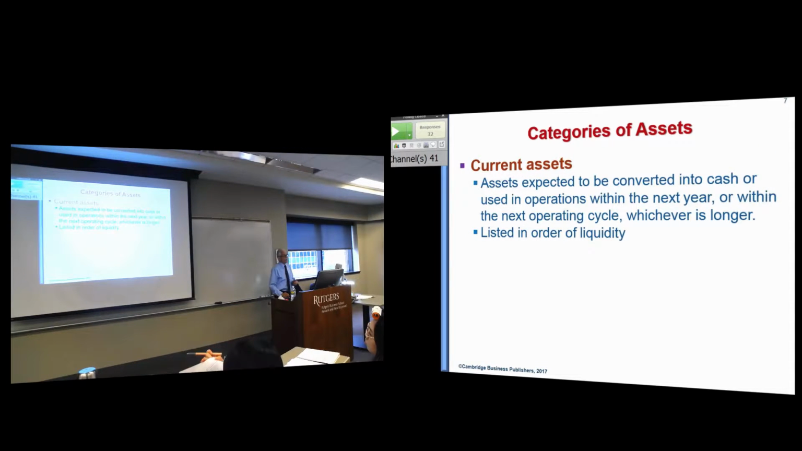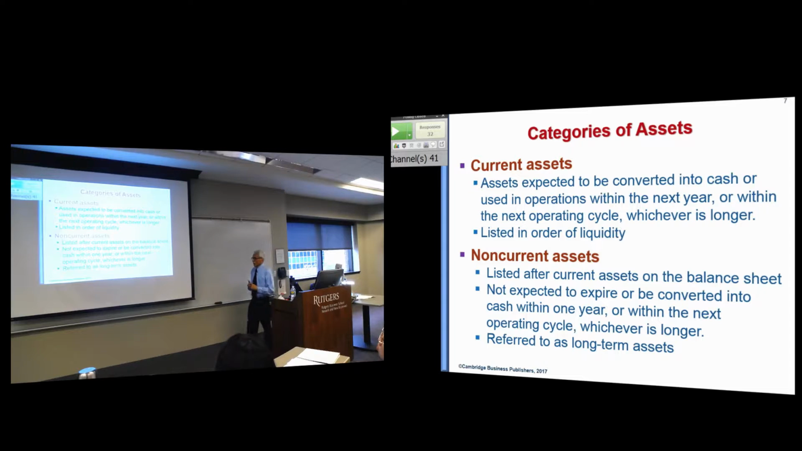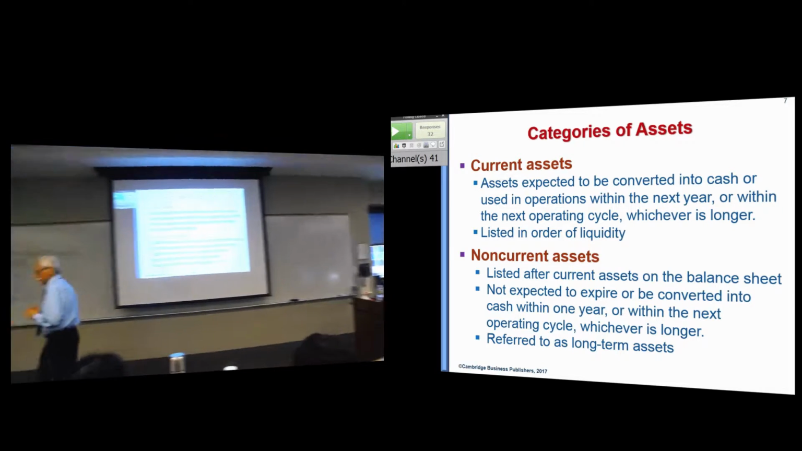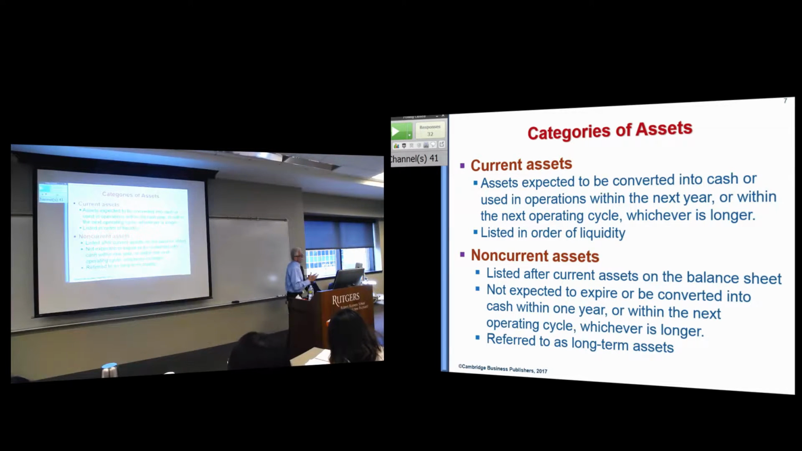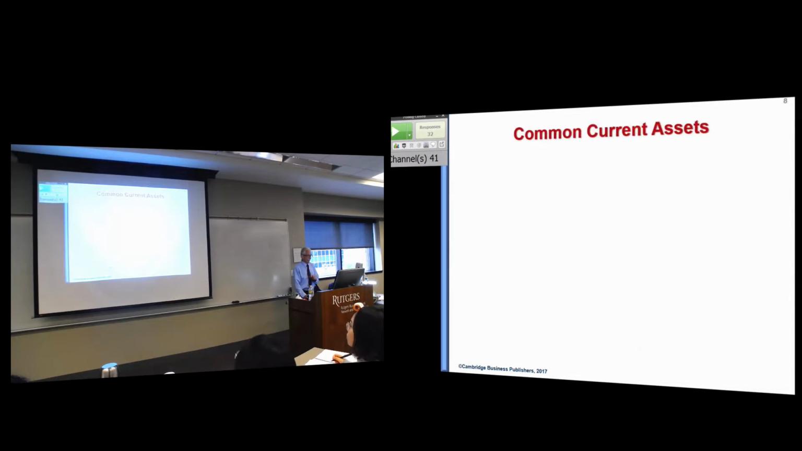All right, so now the categories. Current assets, again, we define as assets expected to be converted into cash within a year or operating cycle, whichever is longer, listed in the order of liquidity. US GAAP is decreasing liquidity. Non-current assets, obviously after current, are not expected to be converted into cash, sold, or used up in operations for a period greater than a year or operating cycle. We sometimes call these non-current assets. We sometimes call them long-term assets. And again, this is all part of that going concern concept. If you didn't have the going concern concept, everything would be current, because everything would be expected to be liquidated within a year. All right, so here are the assets.